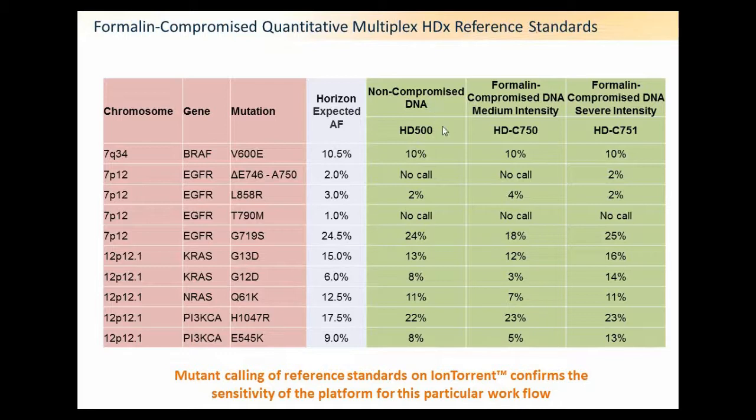On the left, you can see the data for the non-compromised DNA, and then HD7 150, the medium intensity compromised DNA, and lastly the severely compromised DNA. What you can basically see is that we're getting similar results in mutant callings throughout the products, which means that this workflow is very good at detecting the different mutants in this panel. What you might also see is that the EGFR T790M, which is 1%, the lowest one in this blend, was not called on that platform. It was not called on any of the products, so presumably there is an effect coming from the low allelic frequency of this mutant. What we cannot exclude is any extra bias coming from the formalin.